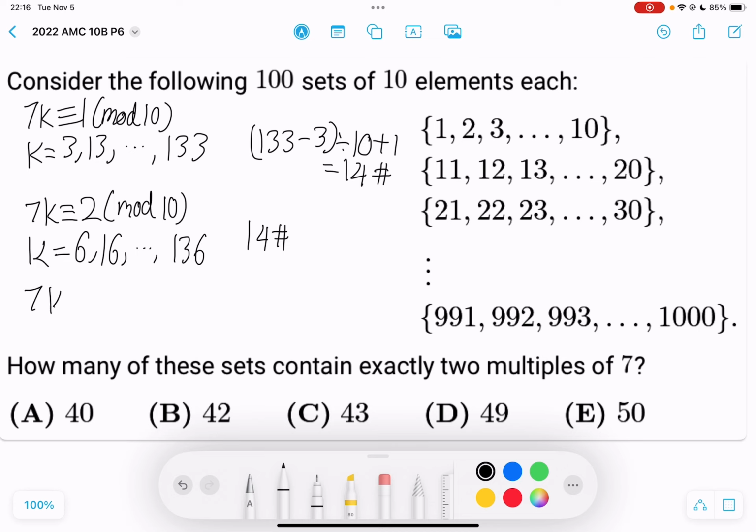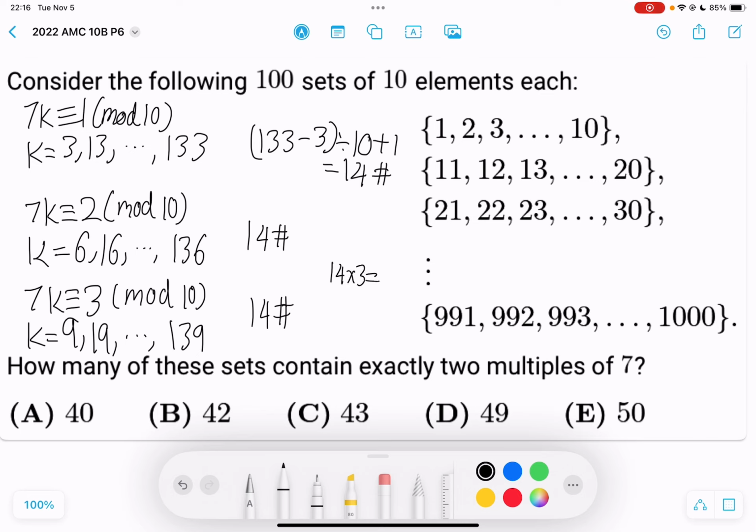And then we have 7k congruent to 3 mod 10. This is the last one, because if the first number is one of these numbers, then the second multiple of 7 will be one of these numbers. For example, in one set we can have 63 and 70. So here k will be 9, 19, etc., all the way to 139, which is 14 numbers again. So the answer would be 14 times 3, which is 42.